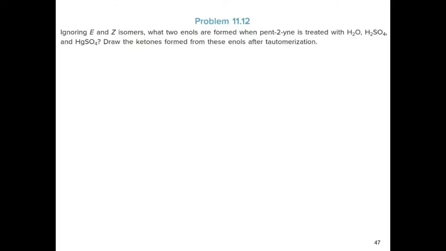And here's practice problem number 12. Ignoring E and Z isomers, what two enols are formed when pent-2-yne is treated with water, sulfuric acid, and mercury salt? Draw the ketones formed from these enols after tautomerization. So the first thing that I would want to do here is to draw the structure of pent-2-yne. So here's the structure of pent-2-yne, and then we're going to react this with the reagent, such as water, sulfuric acid, and the other catalyst, which is mercury salt or mercury sulfate.